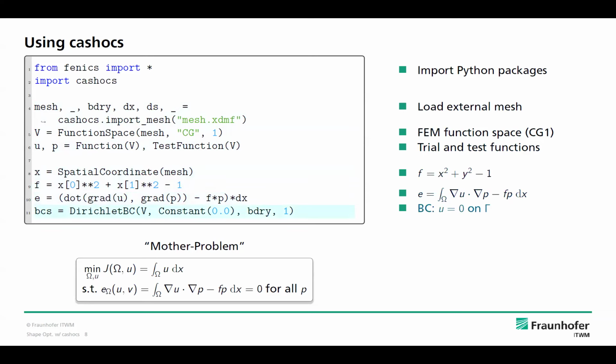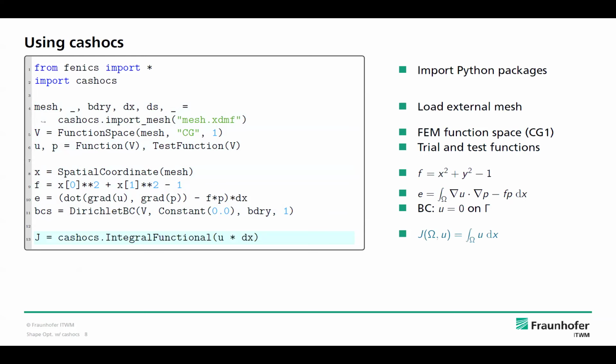Okay, so now we have the PDE. That's basically all you can do just with FEniCS. What we need too is the cost functional. That's basically just a wrapper, and it's used to implement more abstract cost functional classes. So basically what you do is type u times dx to have an integral over u over the whole domain. Nothing fancy here. You can do that with FEniCS too.